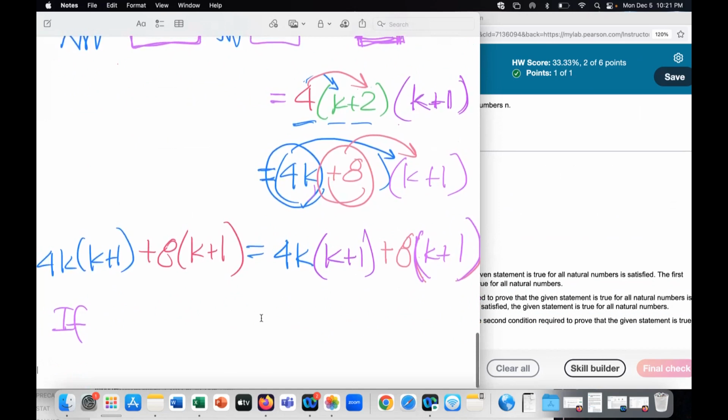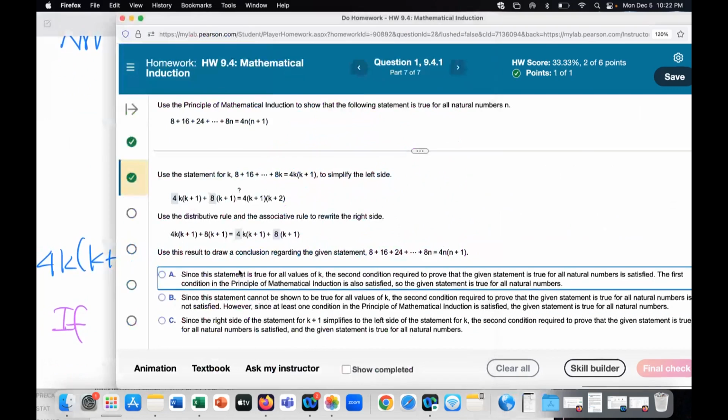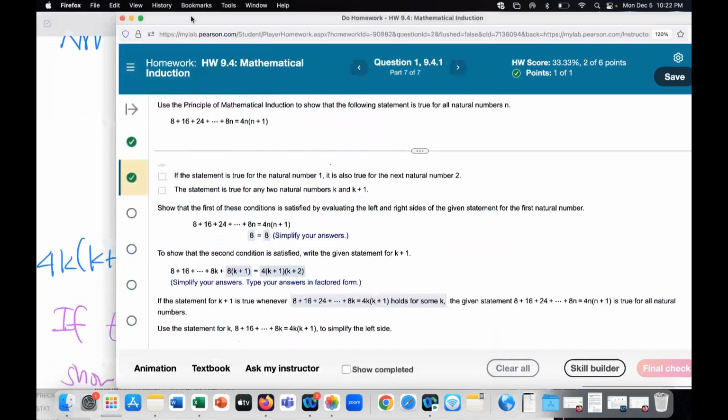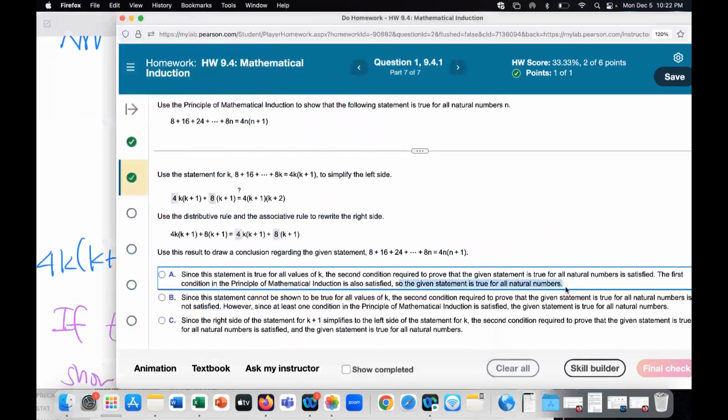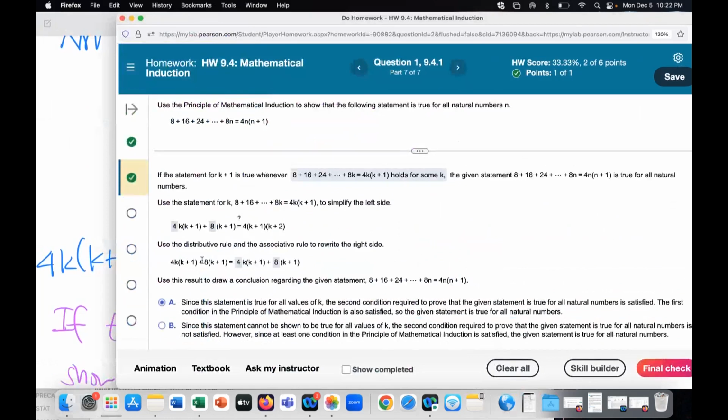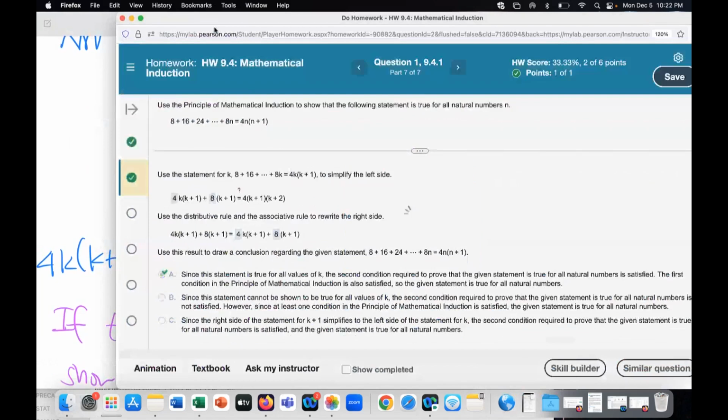Sorry, I had to reread that real quick. And this is going to pop up here for you. So since it's true for all values of k, the second condition is true. The first condition is also satisfied. That's what we showed earlier. And I'll show you the words in a second. So the given statement is true for all natural numbers. Once you have both conditions, so we showed the second one, then this shows that it's true for all natural numbers. Good. Since it's true for all values of k, there we go. Final check. Excellent. It's going to move us on.